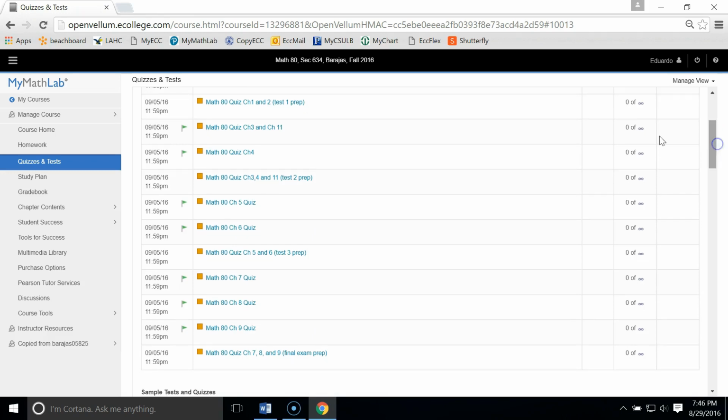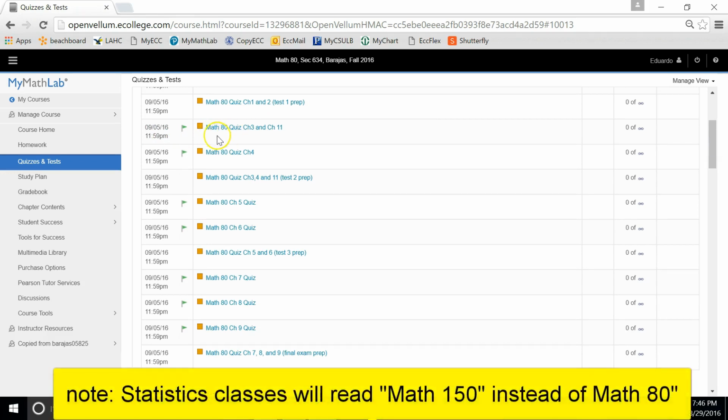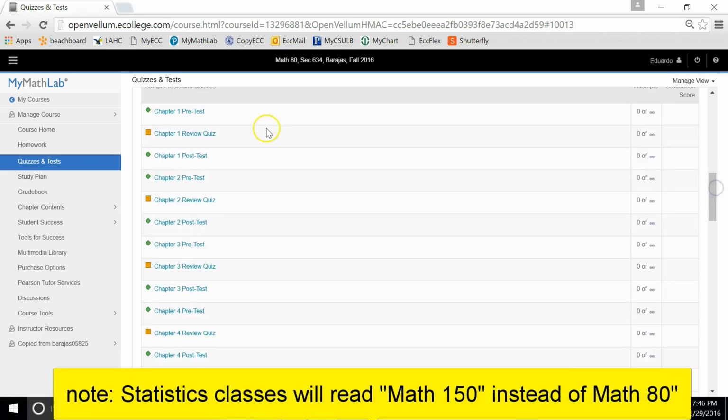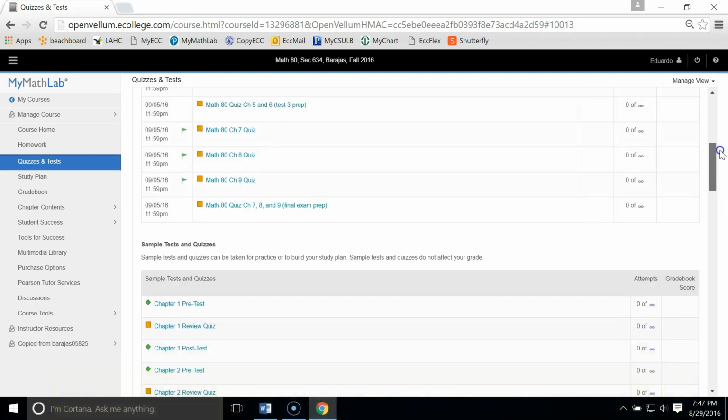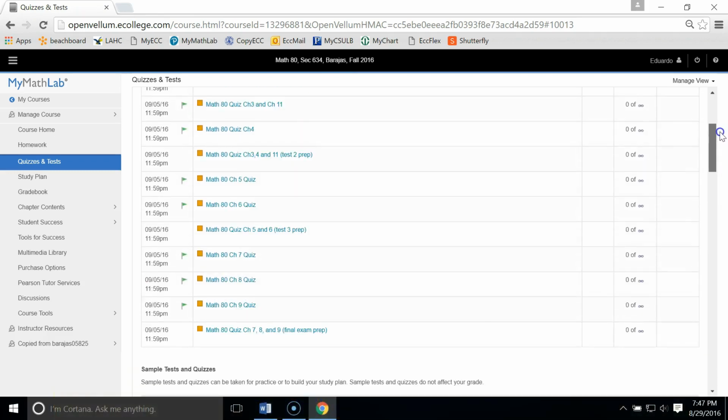So how can you tell the difference? The ones I wrote all start with Math 80 quiz. They all say that. The ones that the author wrote look like this. They say Chapter 1 pretest, Chapter 1 review, Chapter 3 review quiz. Those ones, all of these, the author wrote them. They don't count in this class in a good way or a bad way. They don't count at all. So you don't have to do them. Just the ones that say Math 80.